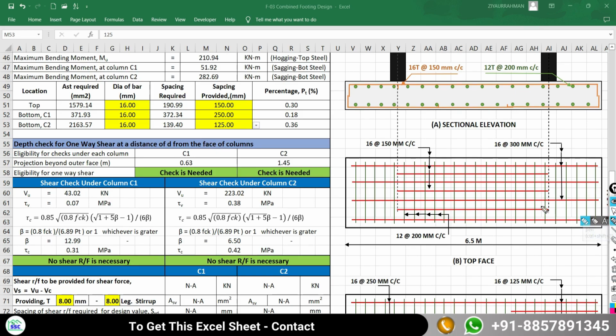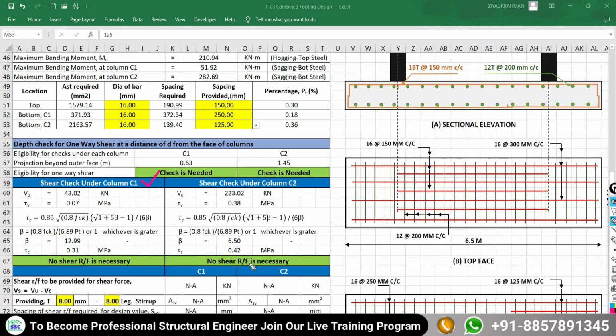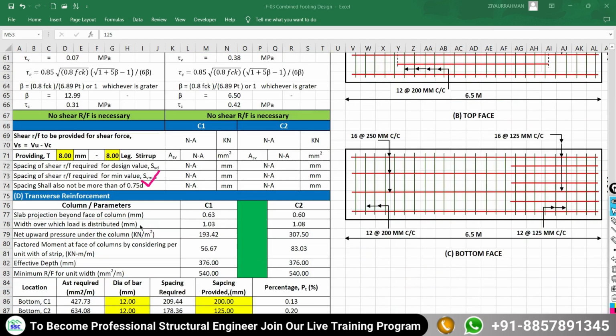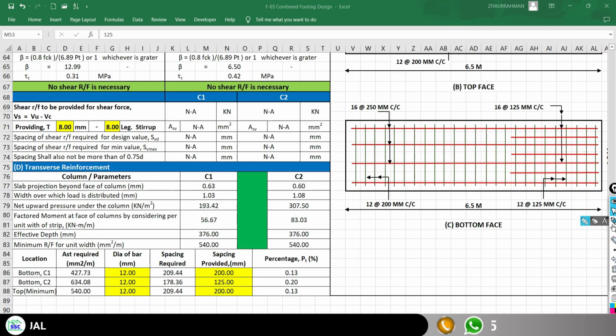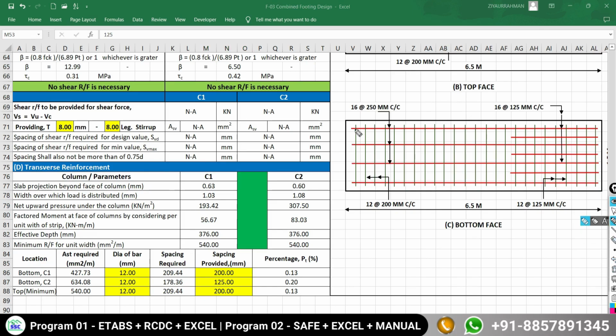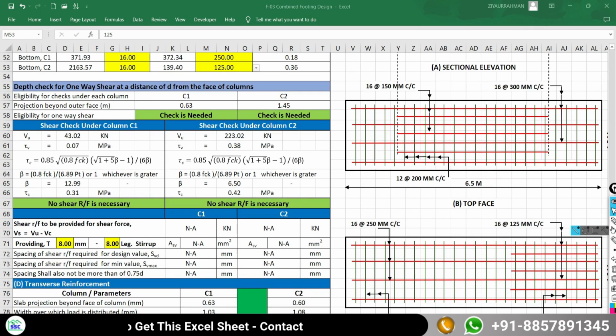Thereafter we have to perform the one-way shear check. So here no shear reinforcement is necessary under the column C1, and no shear reinforcement is required under the column C2. It is okay. Now just come down and we have to find out the transverse reinforcement. Till now we have calculated the longitudinal reinforcement, or the reinforcement along the span of the footing. Now we have to find out how much reinforcement is required along the transverse direction, or we can say along the width of the footing.